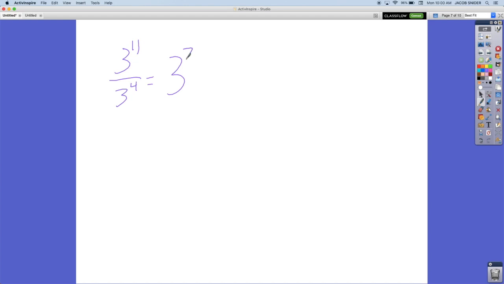What if I do it with a letter? T to the 20th over T to the 6th. Okay, let's subtract. 20 take away 6 leaves me with T to the 14th. Okay? So far, so good. Two rules left. Okay, what if I have a 0 exponent?